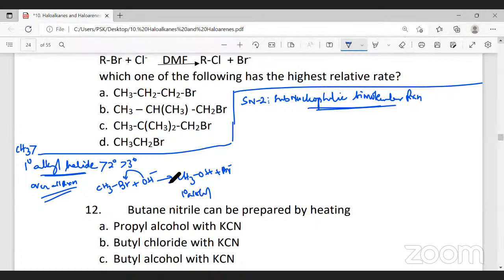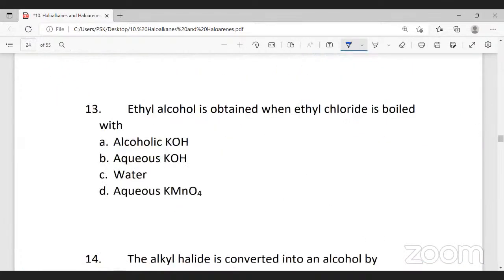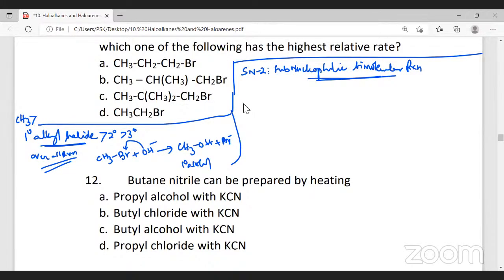In case of SN1 mechanism, you get tertiary alcohol, tertiary butyl alcohol. And in case of SN2 mechanism, you will get primary alcohol. Now, how is this mechanism? I'm writing the mechanism here. In methyl bromide, carbon is tetravalent, so the shape of the molecule will be tetrahedral. The geometry of methyl bromide is tetrahedral because carbon is undergoing sp3 hybridization.